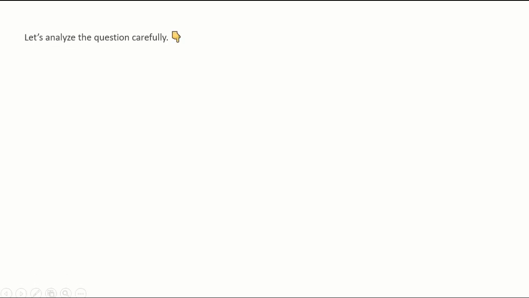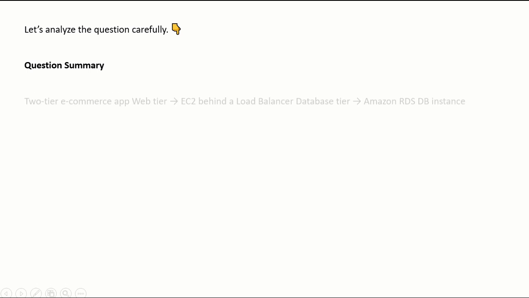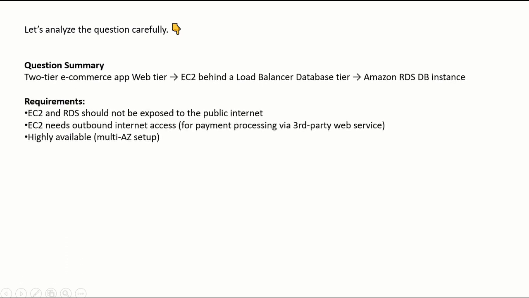Let us analyze the question carefully. What does the question actually say? A two-tier e-commerce company app, with a web tier of EC2 instances behind a load balancer, and a database tier, which is an Amazon RDS DB instance. The requirement: EC2 and RDS should not be exposed to the public internet. EC2 needs outbound internet access for payment processing via a third-party web service. And this should be highly available.